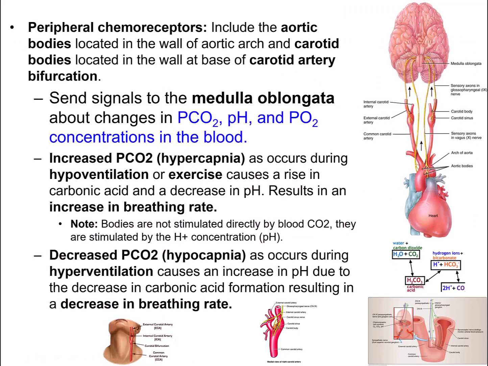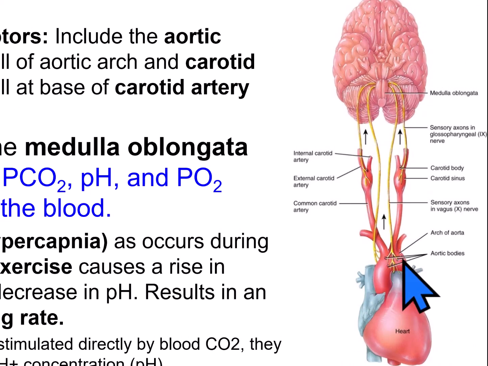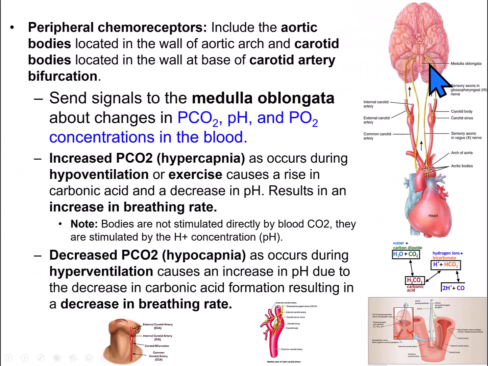When looking at the peripheral chemoreceptors, we have aortic bodies that are located here in the aortic arch, and these are right next to the aortic sinuses, which are your baroreceptors. And you also have the carotid bodies, which are right next to the carotid sinuses, which are your baroreceptors. But the carotid bodies and aortic bodies are chemoreceptors. They're going to detect the amounts of PCO2, pH, and PO2 concentrations in the blood, and then they're going to send it via neural impulses to the medulla oblongata.